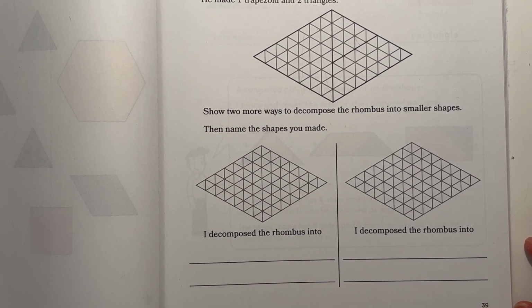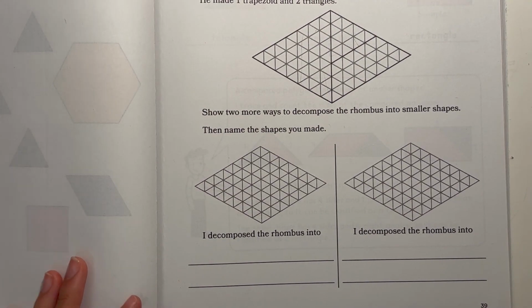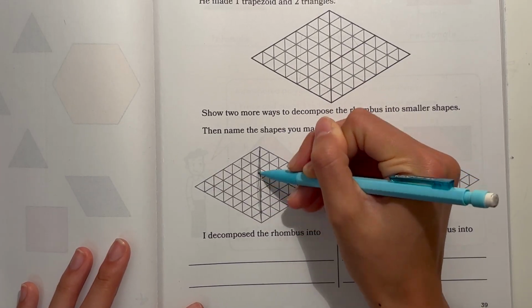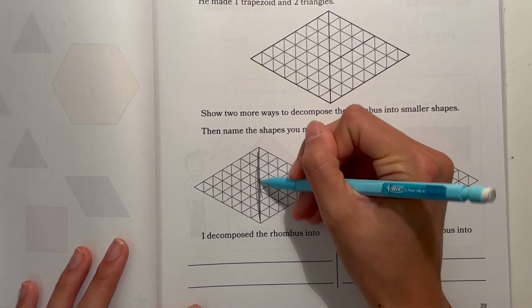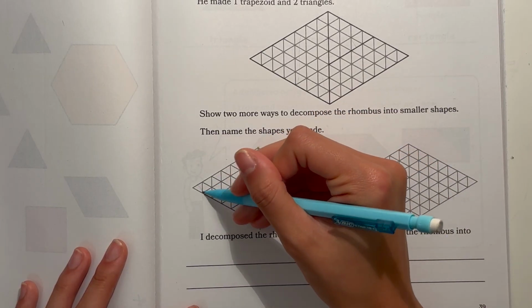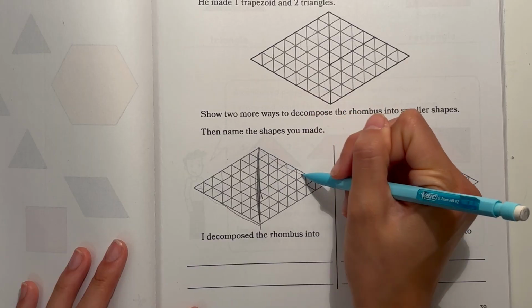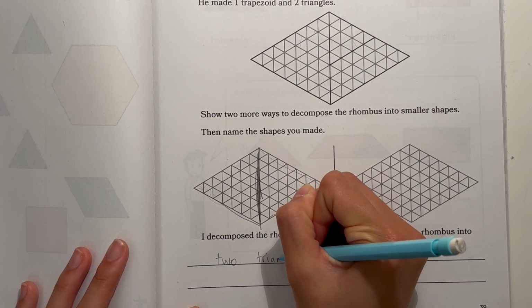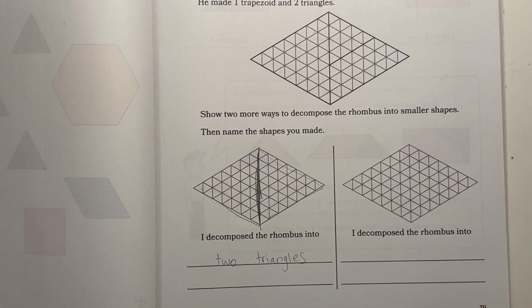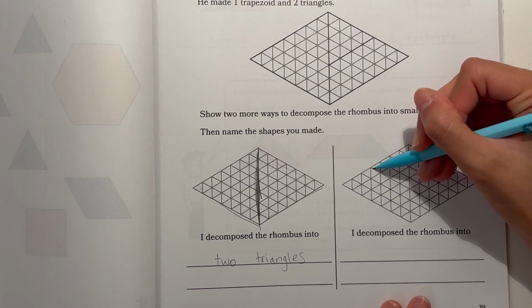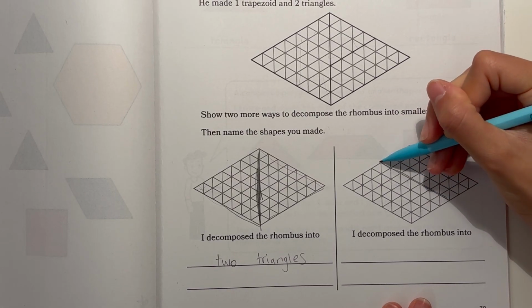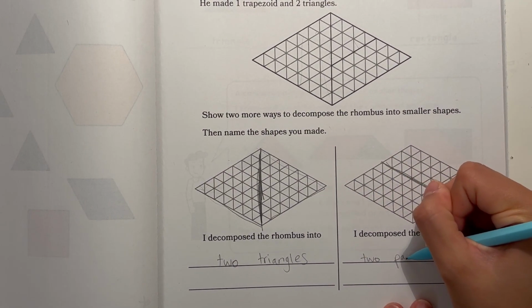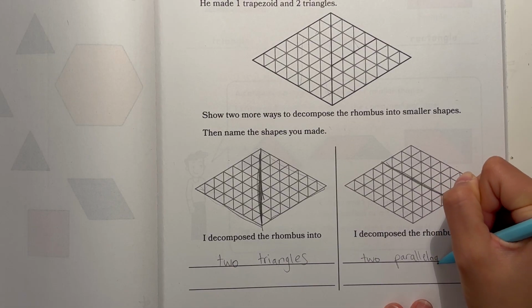Alright, so let's see. Cut out the blocks, but I'm just gonna do it visually. The first thing we can see, we can just do 2 triangles. And then another way, you could do 2 parallelograms. If you split it in half, you can just do 2 parallelograms.